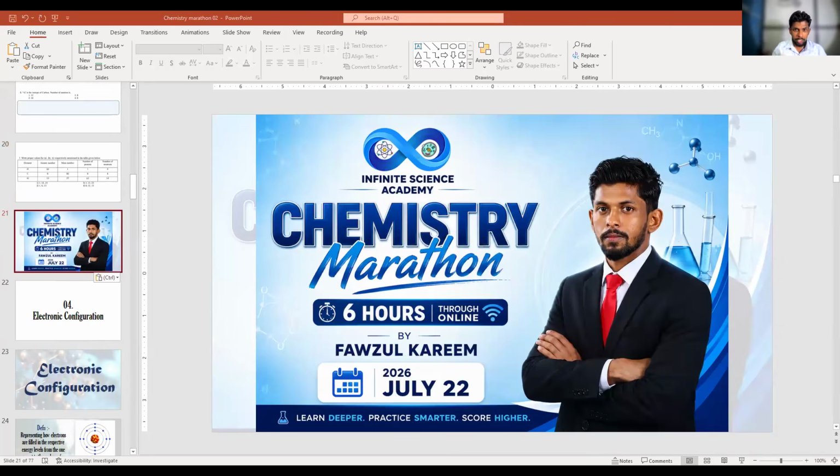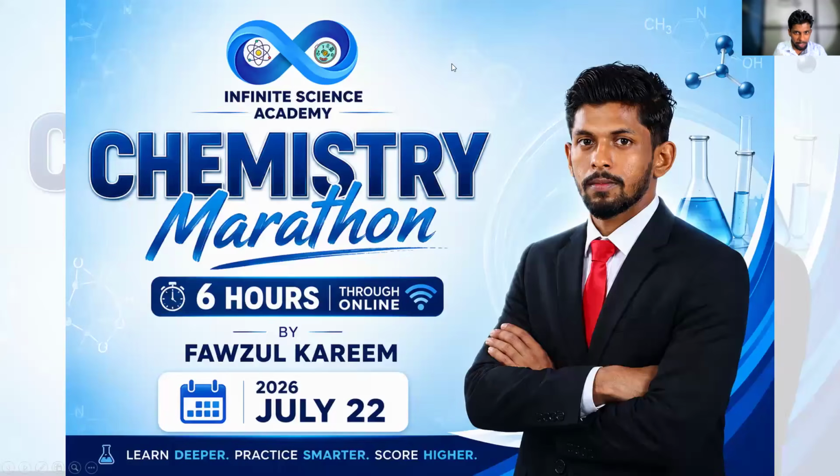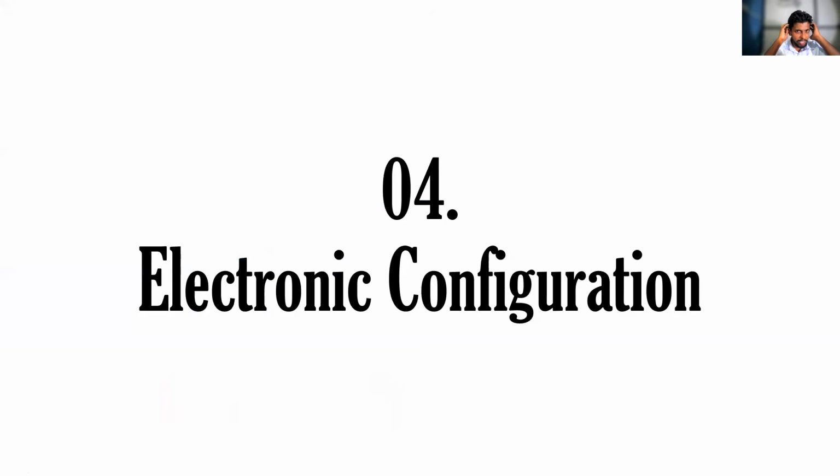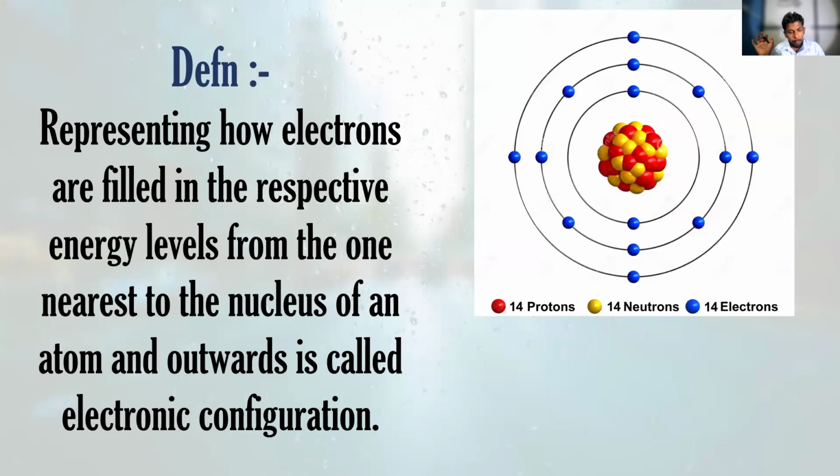Now, last class we discussed up to question number 7 regarding the atomic number and the mass number. Today we are going to discuss what is electronic configuration and we'll do some questions related to it. Look at the picture here. Here I have taken sulfur, which has 14 protons. Now I am going to explain how to write the electronic configuration.